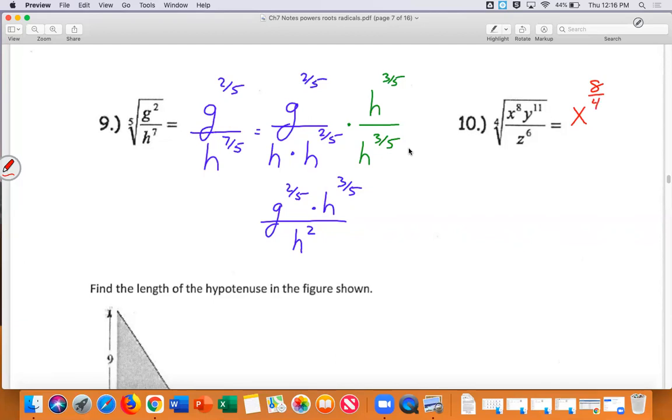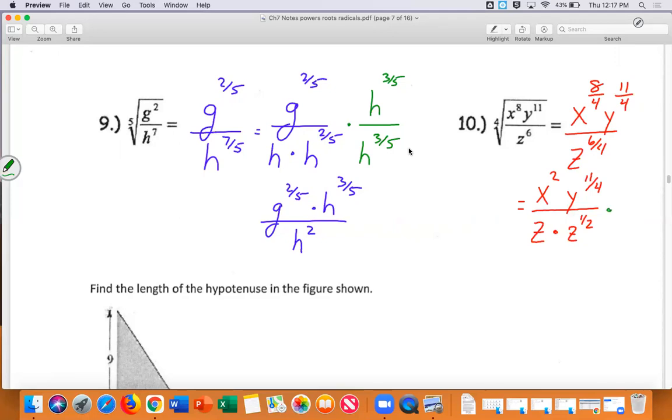x to the 8/4, y to the 11/4 over z to the 6/4. 8/4 is 2. Okay, y, I'm not really going to mess around with that. I could, but I'm not going to. In the denominator, I have z. Okay. Then I'm going to think hard about this. I have 2 as a remainder, right? 2 as a remainder. Agreed? 2 out of 4 is 1/2. So this is z to the 1/2.